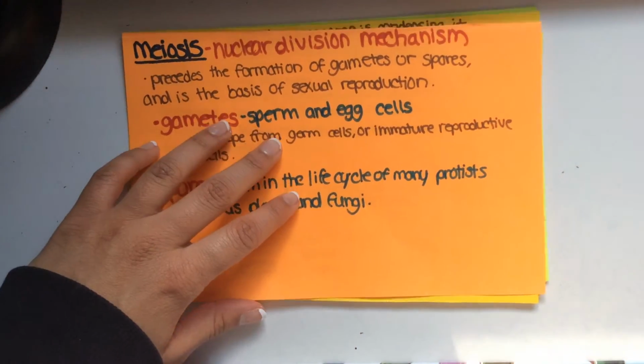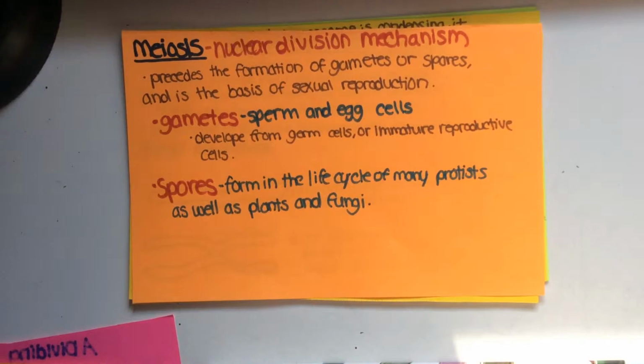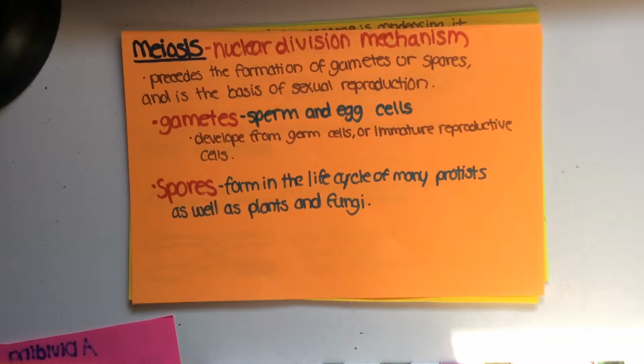So, meiosis. Meiosis is also another nuclear division mechanism. It precedes the formation of gametes or spores and is the basis of sexual reproduction. Gametes are sperm and egg cells. They develop from germ cells or immature reproductive cells. Spores form in the life cycle of many protists as well as plants and fungi.